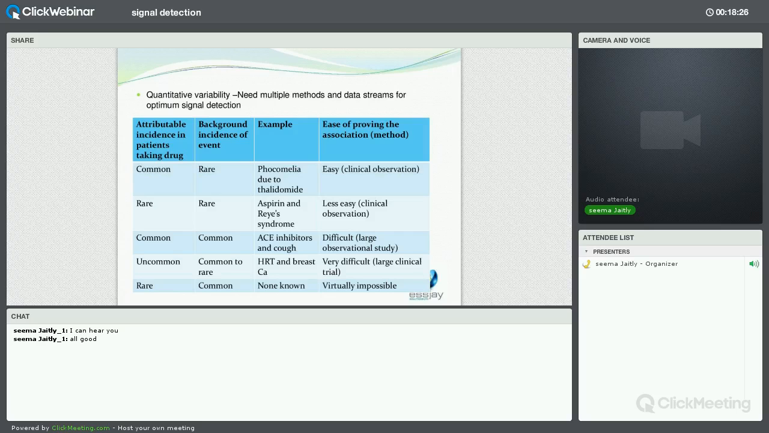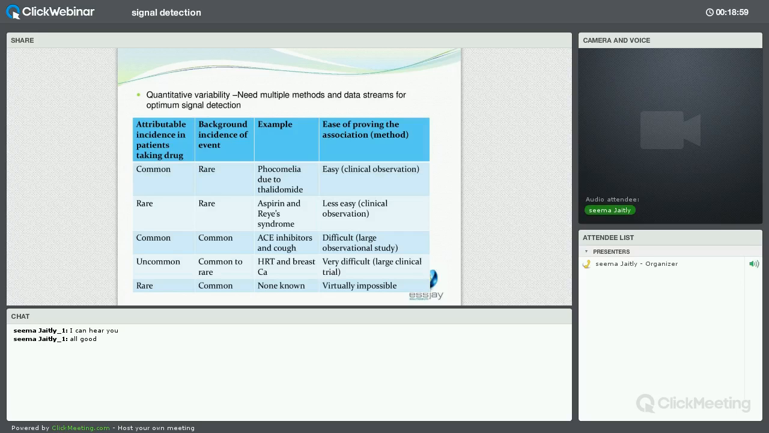If you have something that's a bit rarer in regards to the product and rare in regards to background as well, you'll probably still be able to pick that up on clinical observation, but it will be less easy. It will probably take longer, more reports to come in. Here we have the example of aspirin and Reye syndrome. Then if you have something that's common in the background and common with the product, you're probably going to need a large study to be able to pick that out. Certainly if we look at ACE inhibitors and cough, that was only picked up after a large study was performed.